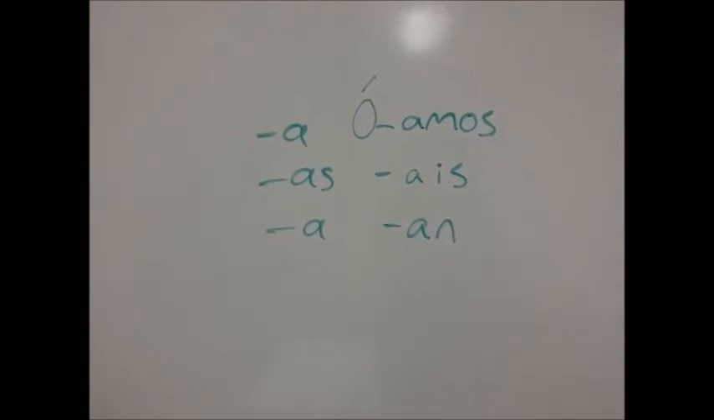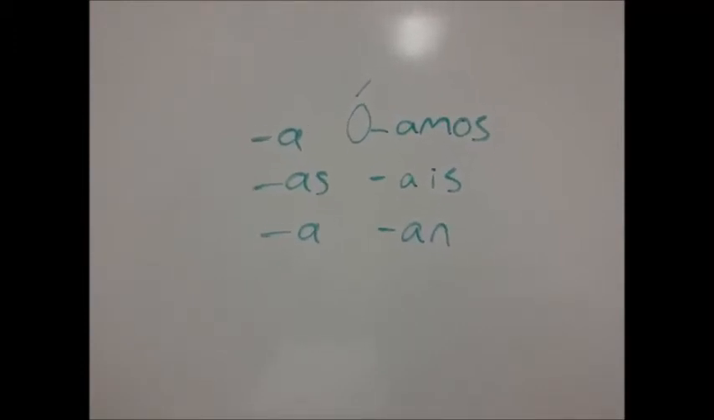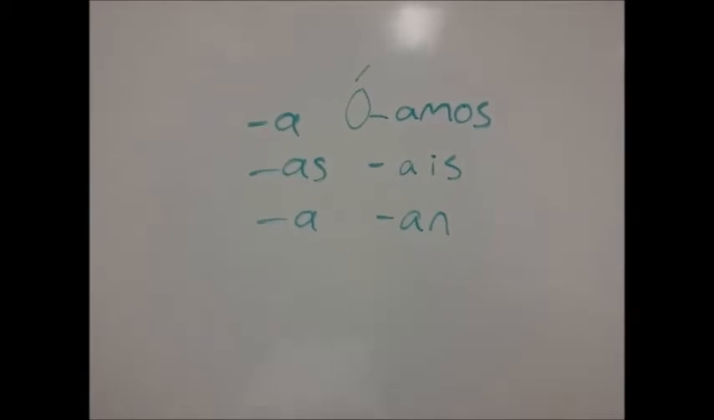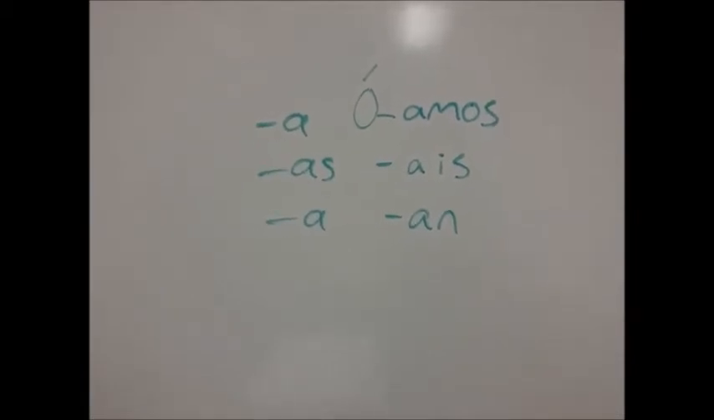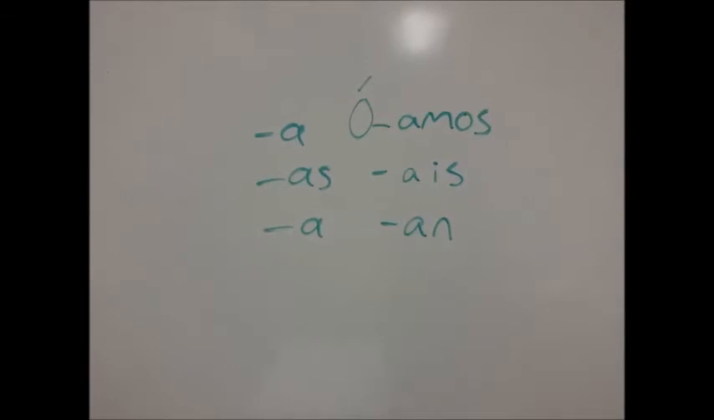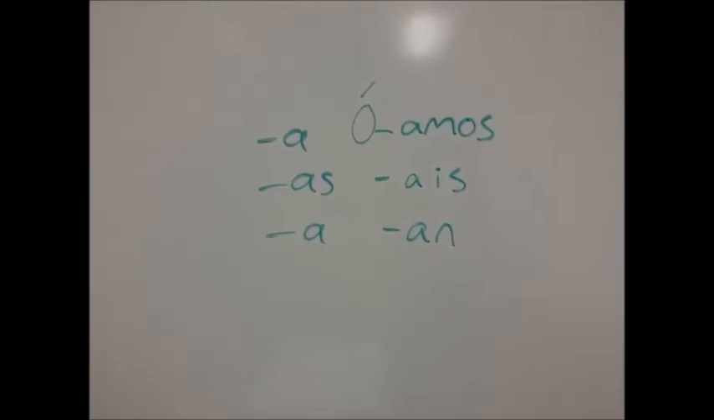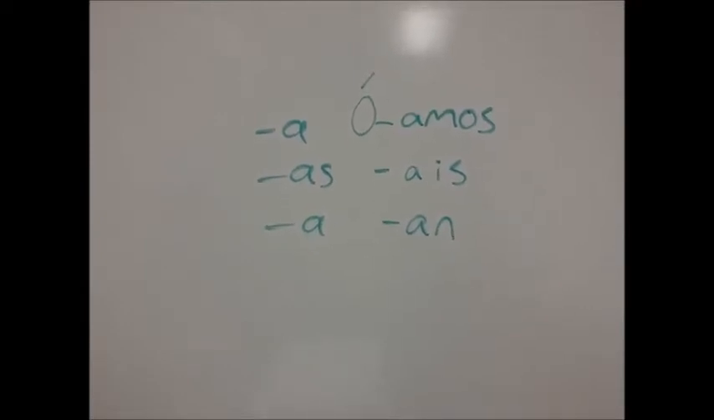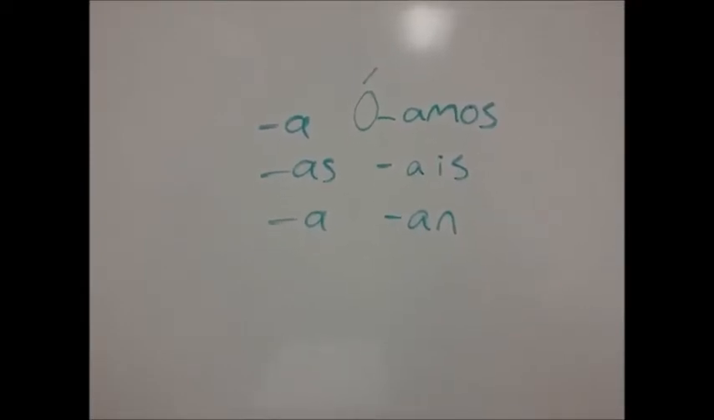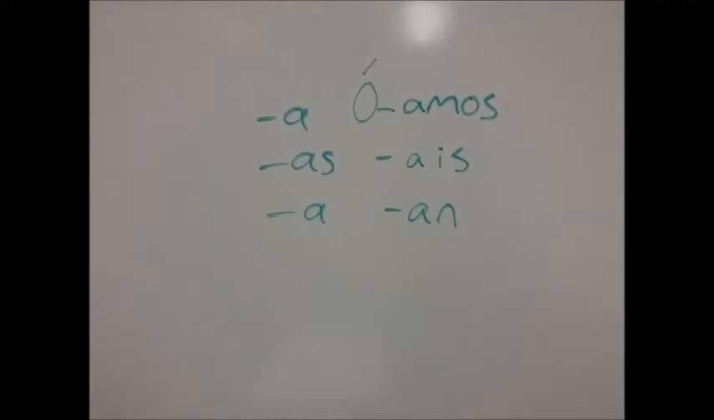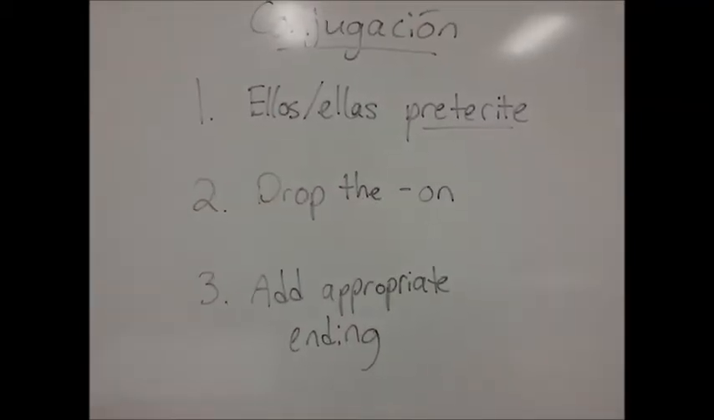It's important to note that there's an accent on the syllable that comes before -amos in the nosotros form, and that there's no accent on the vosotros form. It's also important to note that this is very similar to the present tense AR verb endings. So you have to be really careful that you follow the 3 steps so that you end up with the right conjugation. Let's do some examples together.